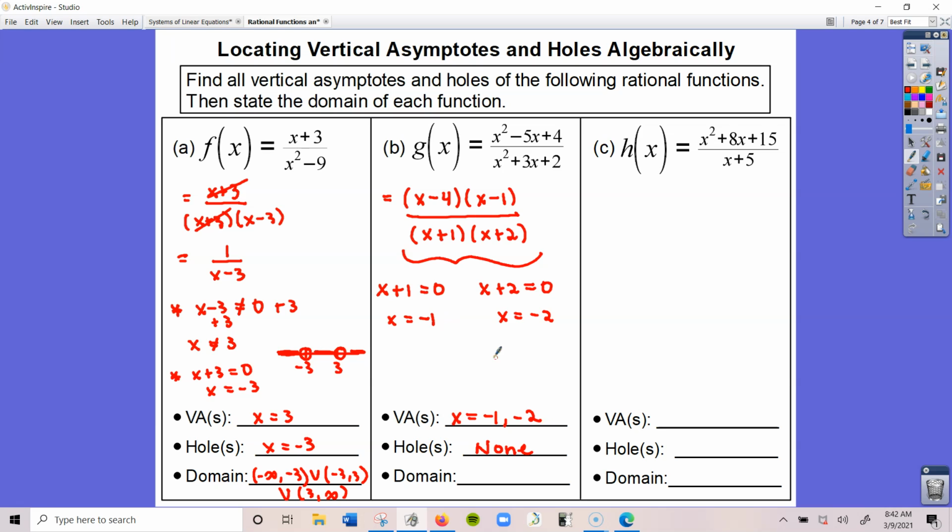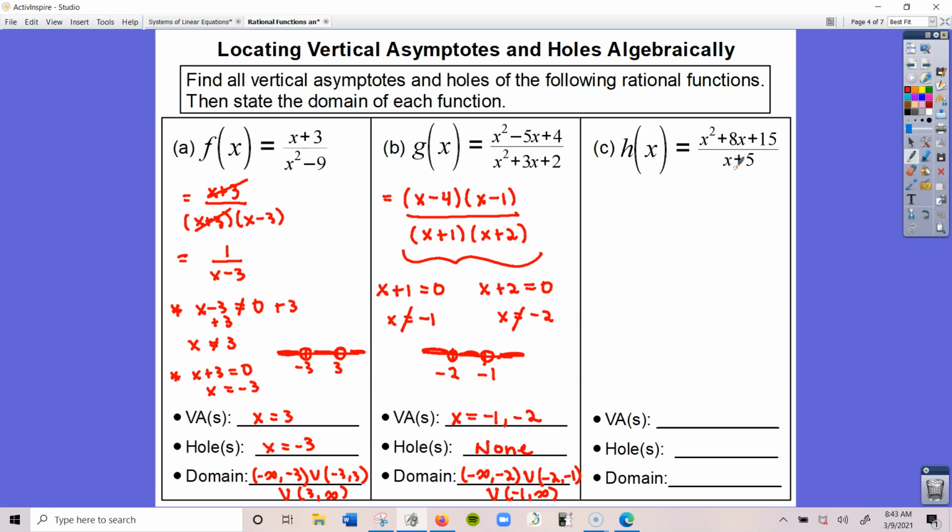Now the domain, remember that these are vertical asymptotes. Therefore, they would not be included in your domain. So you can put these numbers on your number line if you like, obviously putting them in numerical order. These numbers are excluded, but everything else is okay. So my domain would be from negative infinity to negative 2, union negative 2 to negative 1, union negative 1 to infinity.